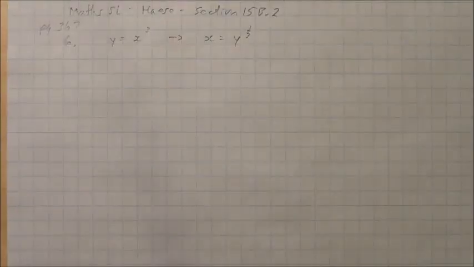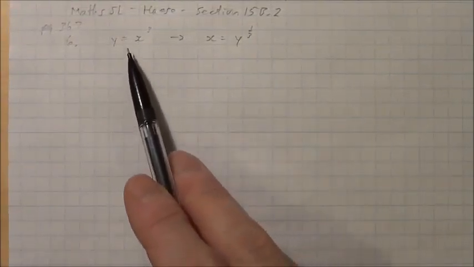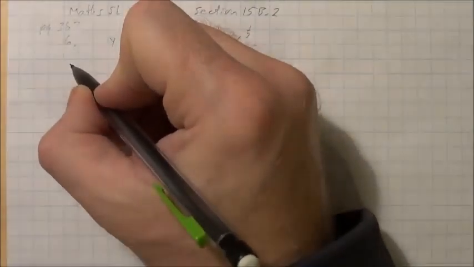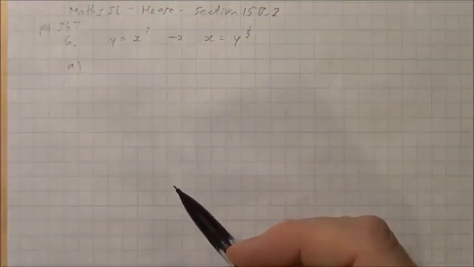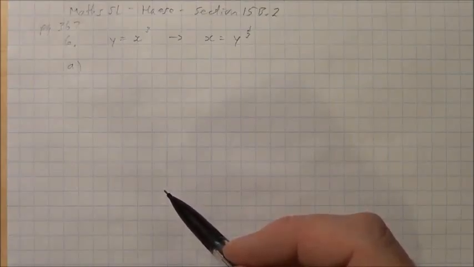Section 15B.2, question number 6, page 367. The question informs us that if y equals x cubed, then x equals y to the 1/3. In part A, we need to find dy by dx and dx by dy and show that those two derivatives multiplied together equal 1.